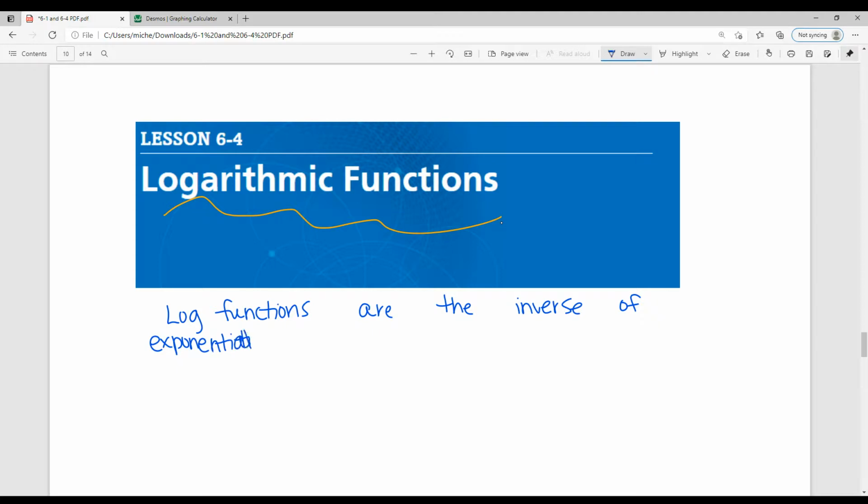Exponential, I can't spell today. Exponential functions. Now, what does that mean, inverse functions? Well, that means that the x and the y values are switched. We're going to use this one fact to look at the graphs of our logarithmic functions.